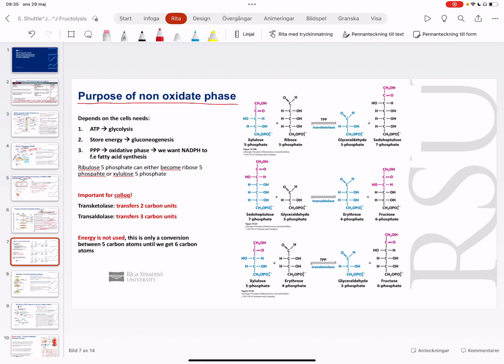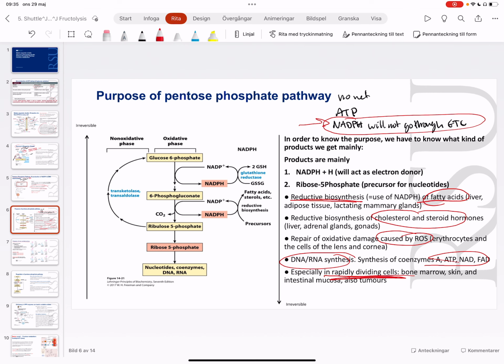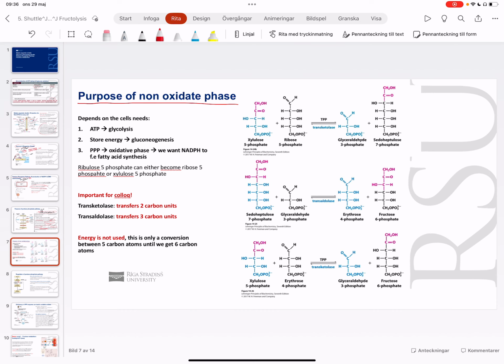If we need ATP, for example, then we will go back to glucose 6-phosphate, and then glucose 6-phosphate will be converted to fructose 6-phosphate. So then it will enter glycolysis. Maybe we want to store energy, so we will go back to gluconeogenesis. Or maybe we only want NADPH, so therefore we will need to go back to glucose 6-phosphate and generate NADPH. Okay, so that's the purpose of the non-oxidative phase.